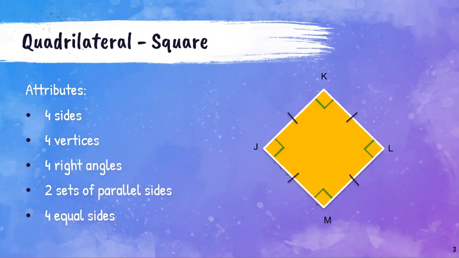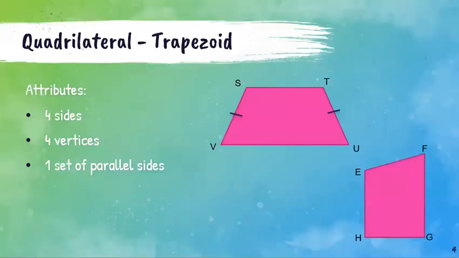And then the last quadrilateral that we are going to talk about is a trapezoid. All right, so a trapezoid, the attributes here are 4 sides, because it's a quadrilateral. It has 4 vertices, but it only has 1 set of parallel sides. That's it. So if we look at this trapezoid here, in this case, what are the parallel sides here? What's the set of parallel sides? So this side, SV, is that parallel to anything?